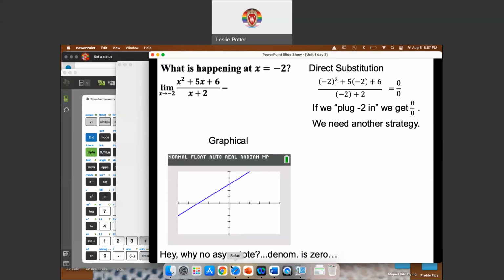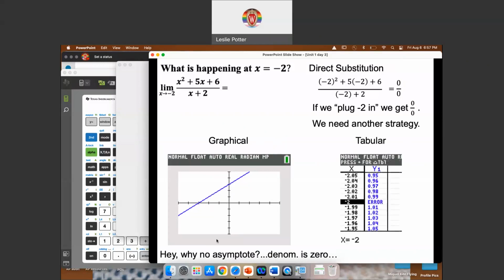Okay, so why no asymptote? The denominator is 0, but the numerator is 0 too. And that takes the asymptote away. What it actually creates right there is a hole in the graph. There is no finite value at -2. There's no function value. But if you look at this, we can treat this as a table, just like the previous class.